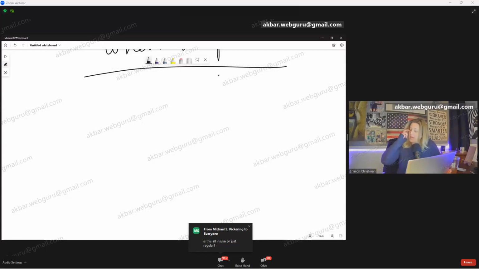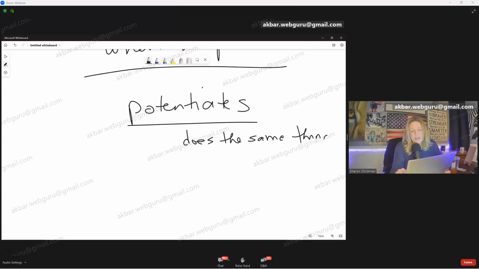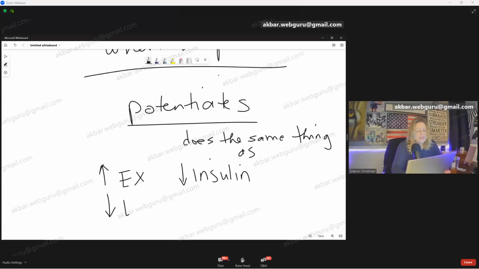All right, let's talk about exercise. Exercise potentiates insulin. That means it does the same thing as insulin. If more exercise, less insulin is needed. If less exercise, more insulin is needed.